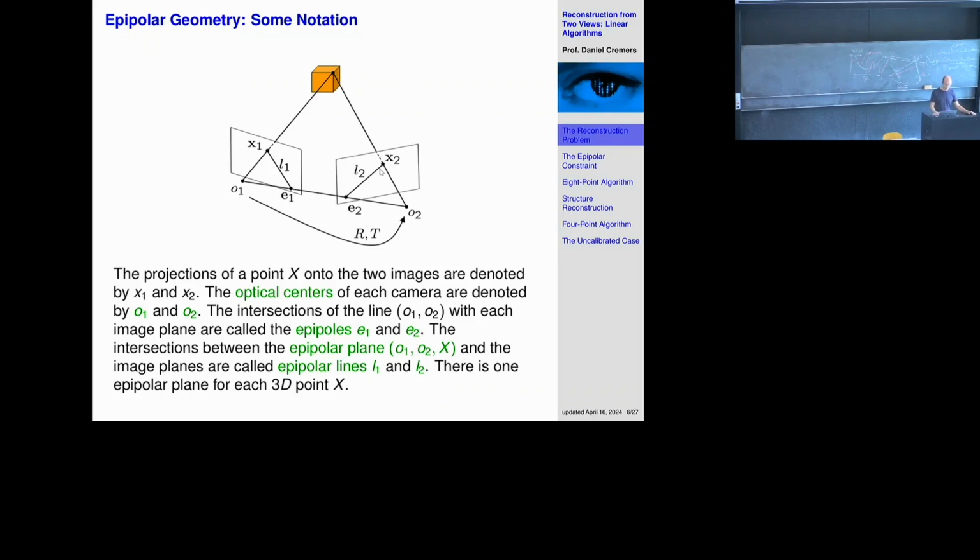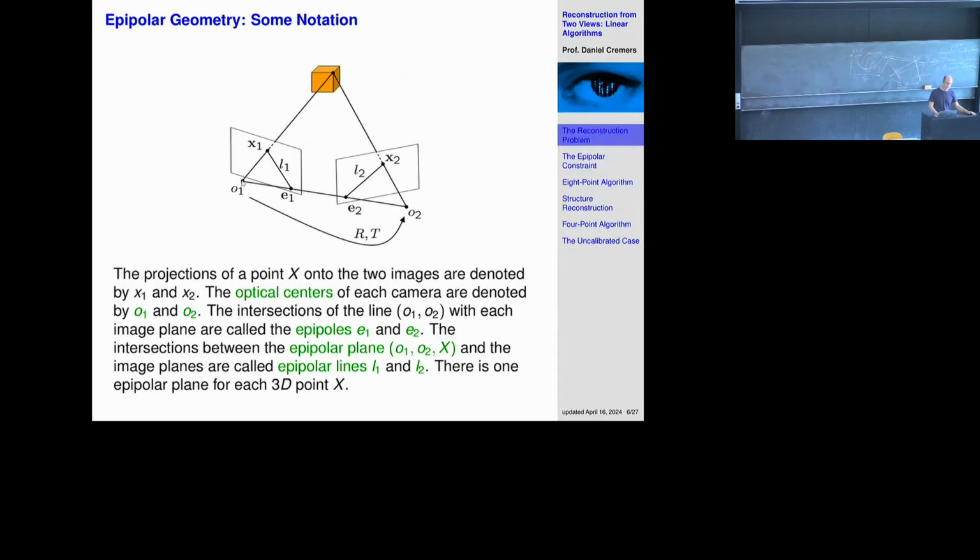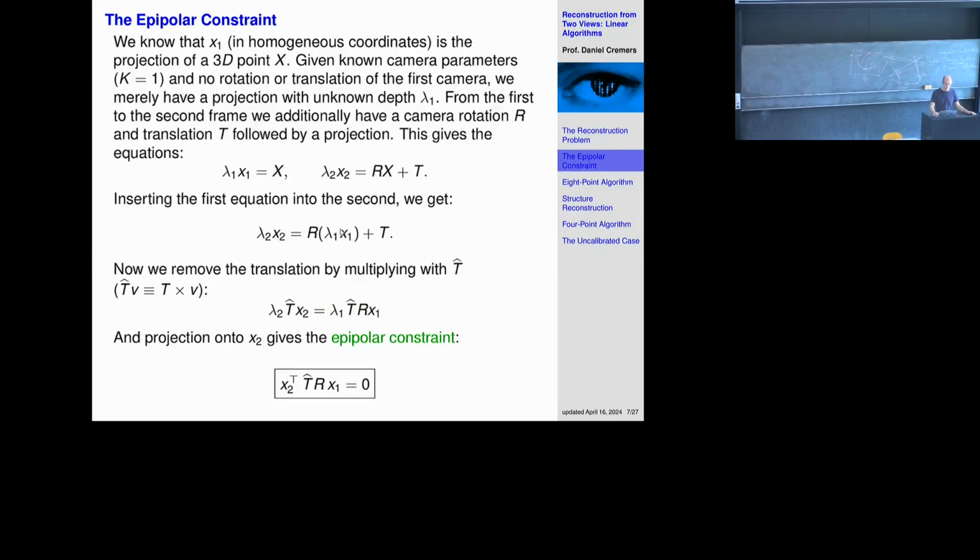So this just gives you all the notation. And now what we'll do is we'll derive a constraint that basically relates the 2D locations of the observed point, x1 and x2, with the motion of the camera. And this is the constraint. It's called the epipolar constraint. As you can see, it involves the 2D coordinates, x1 and x2, of this point, and the camera motion. And this constraint must be fulfilled.